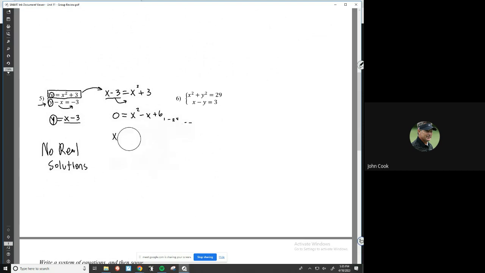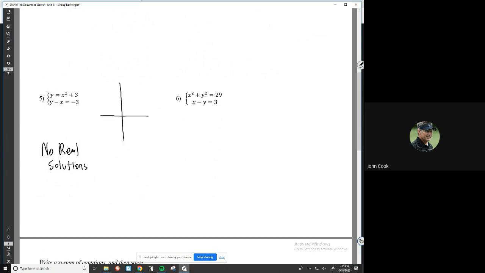And do you want to know why it's no real solutions? If you got out your graphing calculator, here's what you would see. If we graphed these two equations, let's move the x over there so my linear equation is a little bit easier to graph. I'd go down 3, and then my slope would be up 1 over 1, so I'd cross the x-axis at 3, 0. It looks something like that. And then my parabola starts going up 3, and then the parabola takes over.